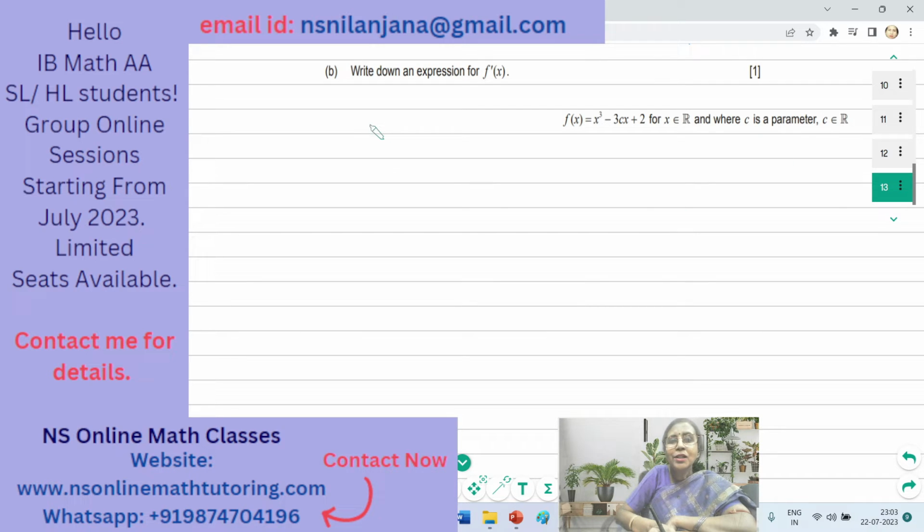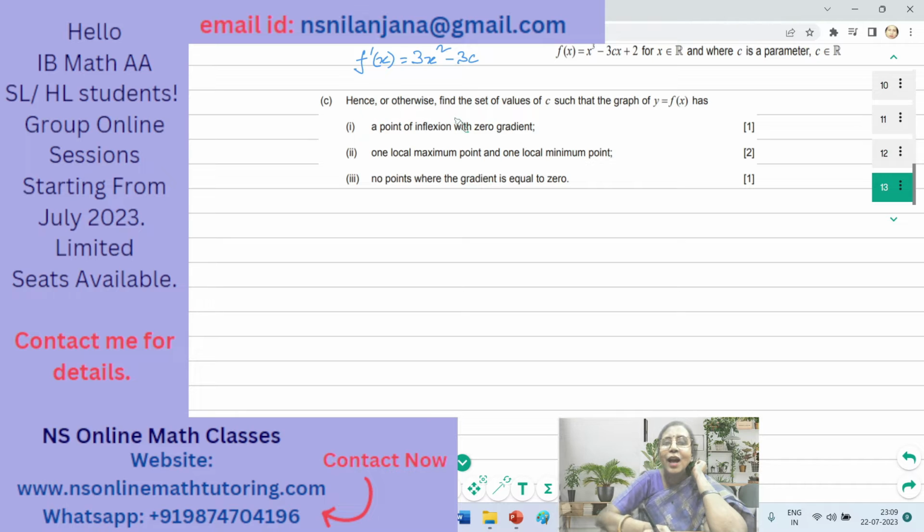So f dash x should be equal to derivative of x cubed is 3x squared and derivative of minus 3cx is minus 3c. Derivative of a constant, that is 2 in this case, is equal to 0. So the expression for the f dash x is 3x squared minus 3c. It contains just one mark. So we have answered subpart B. Moving on to subpart C.